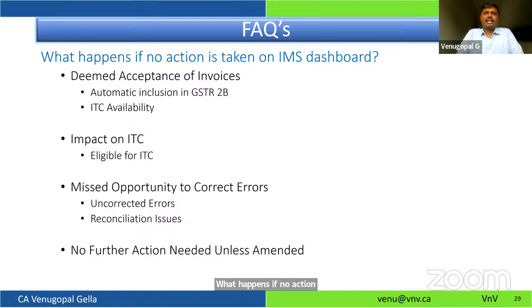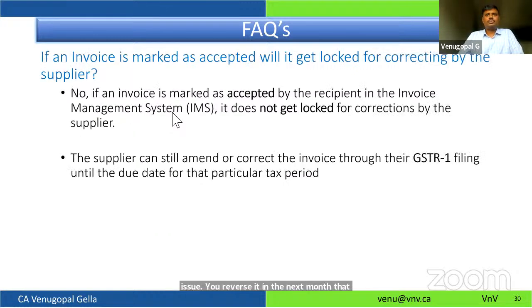Everything will be deemed as accepted. The impact on the ITC is everything will be marked as eligible ITC. What happens if I forgot to correct? Then it goes back to the same issue. You reverse it in the next month, and that saga continues.